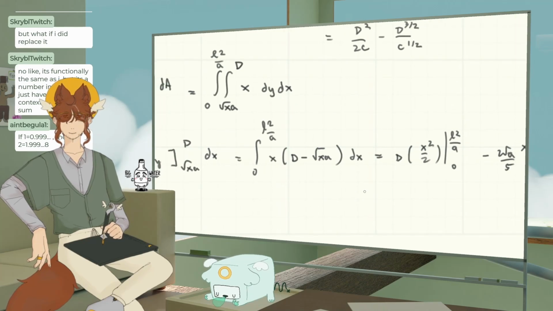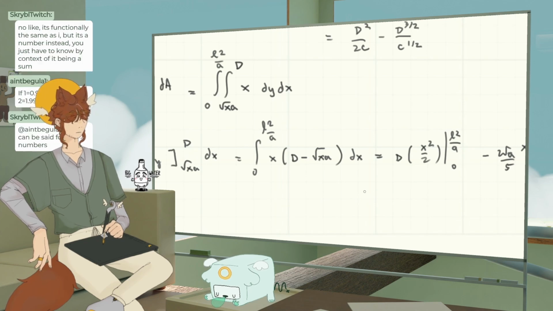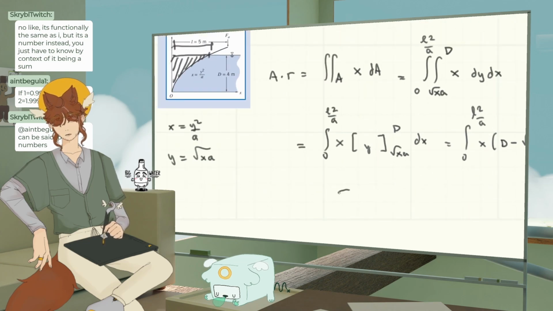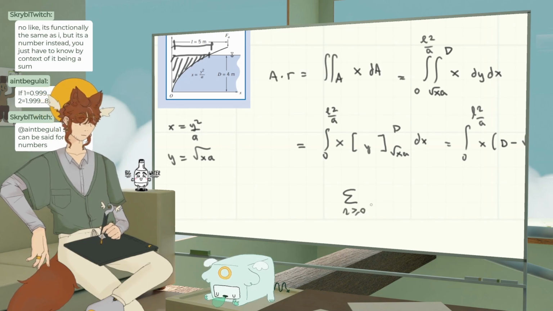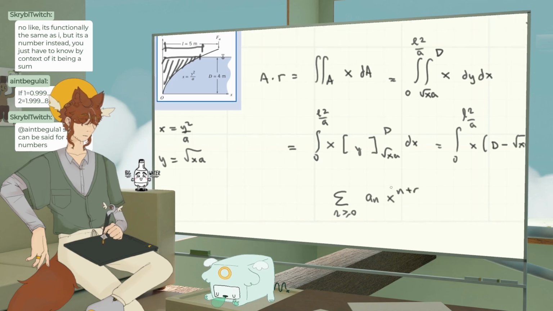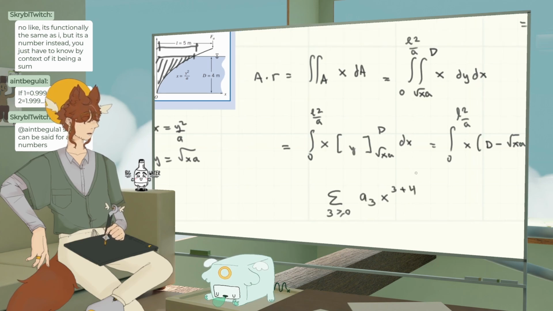It's functionally the same as i, but it's a number instead. You just have to know the context of it being a sum. Oh, that would be awful. Imagine you were writing power series and you said n greater than or equal to 0, a sub n, x to the n plus r. You would basically then be doing this as 3 is greater than or equal to 0 of a sub 3, x to the 3 plus 4. You would have no clue what that meant.